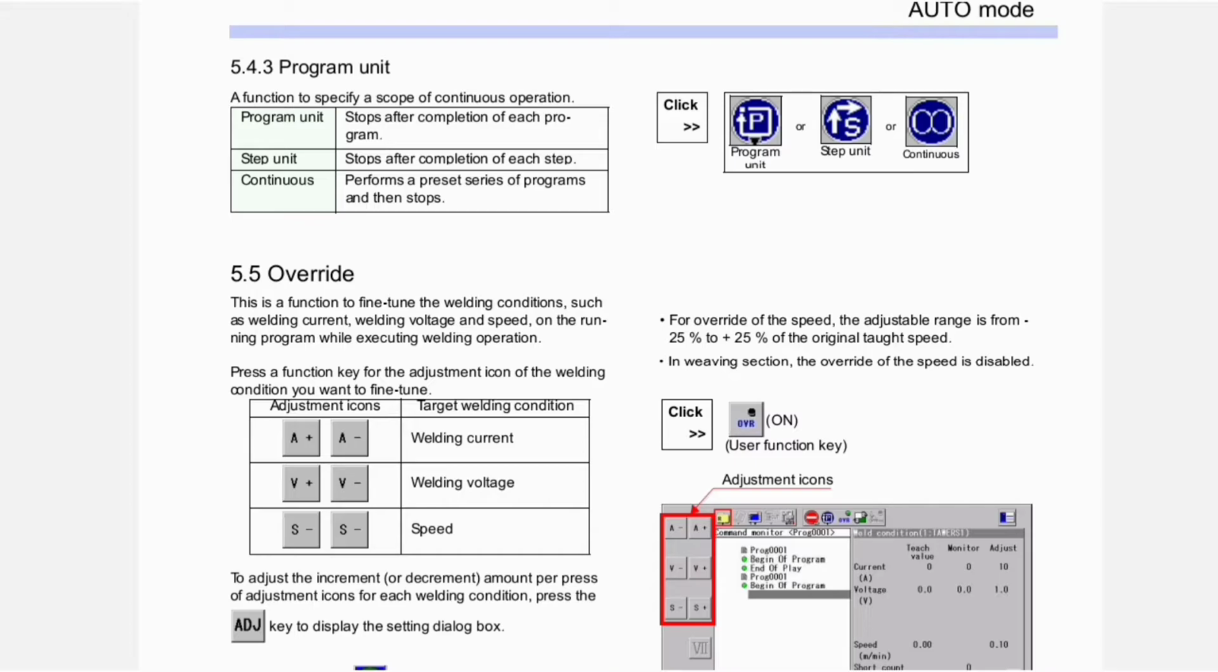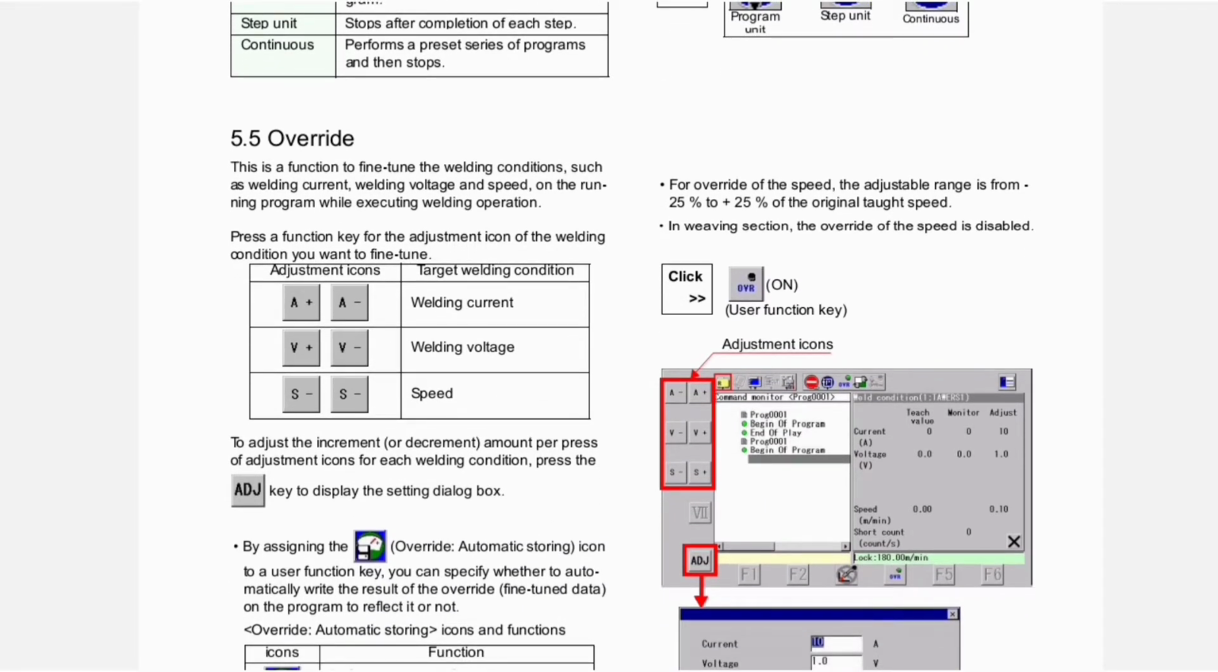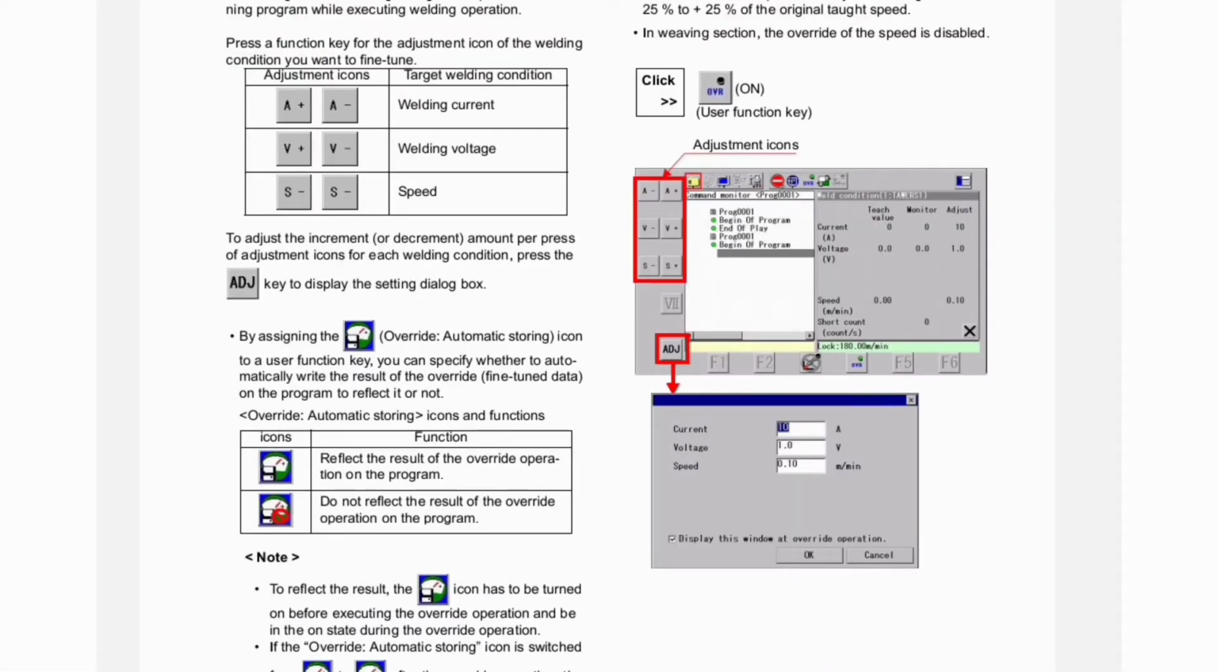Override. This is a function to fine tune the welding conditions such as welding current, welding voltage and speed on the running program while executing welding operation. Press a function key for the adjustment icon of the welding condition you want to fine tune. Adjustment icons: A plus, A minus for welding current; V plus, V minus for welding voltage; S plus, S minus for speed. To adjust the increment or decrement amount per press of adjustment icons for each welding condition, press the ADJ key to display the setting dialog box.